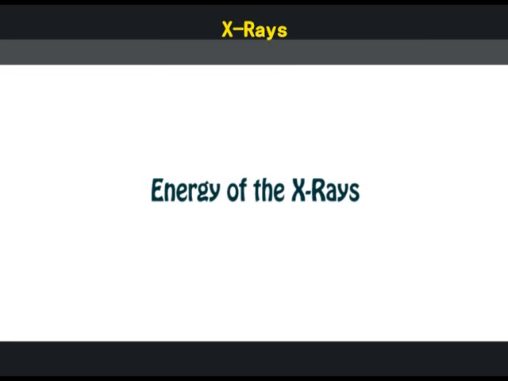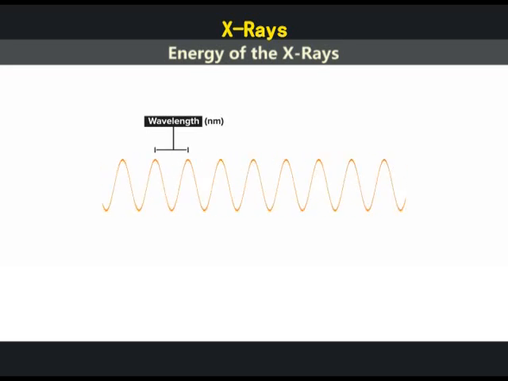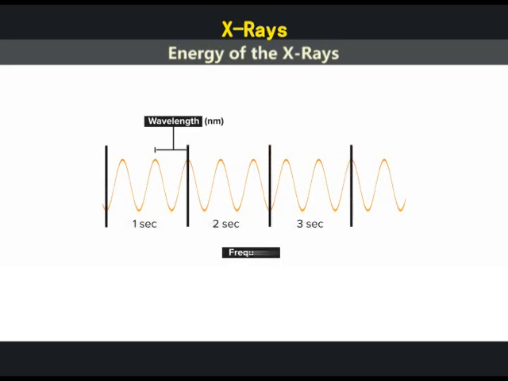Next, let's talk about the energy of X-rays. Now, the energy of any electromagnetic wave is controlled by the wavelength and the frequency. We know the wavelength is the distance between two peaks or troughs. When the peaks are closer together, the wavelength decreases. But when the wavelength decreases, the frequency increases, which is the number of wave cycles per second measured in hertz. In this case, the frequency is about 2.5 cycles per second. Both the wavelength and frequency affect the energy of a wave.